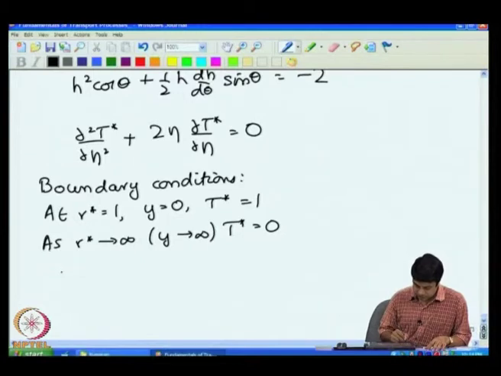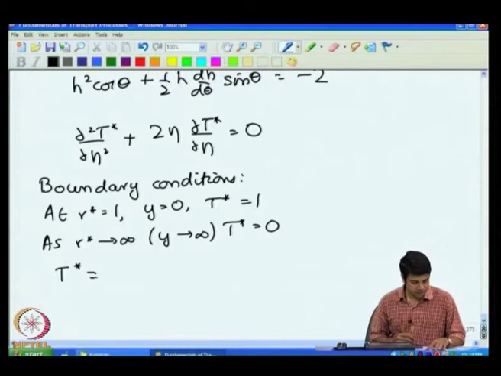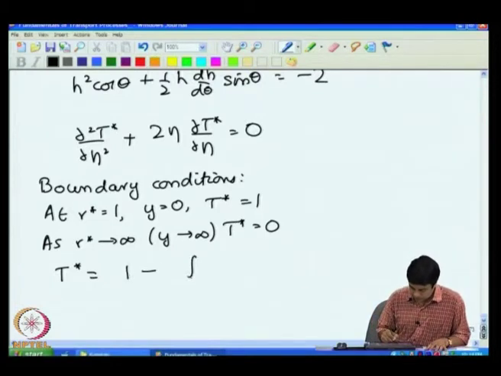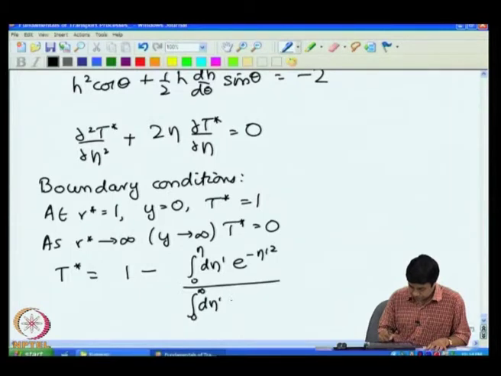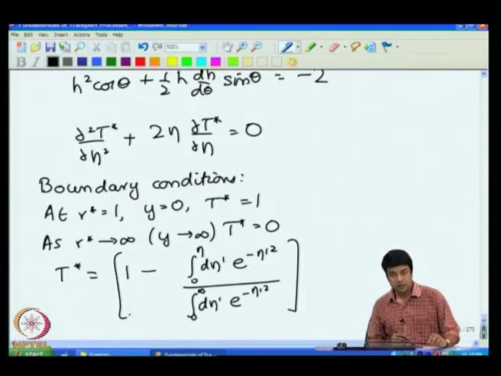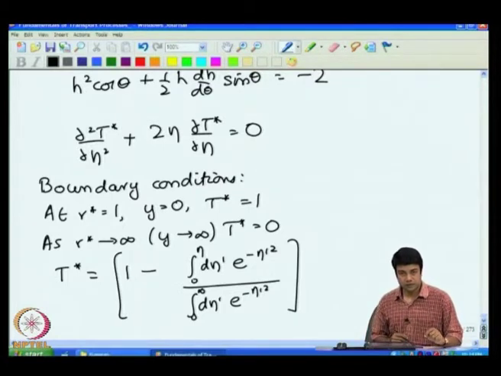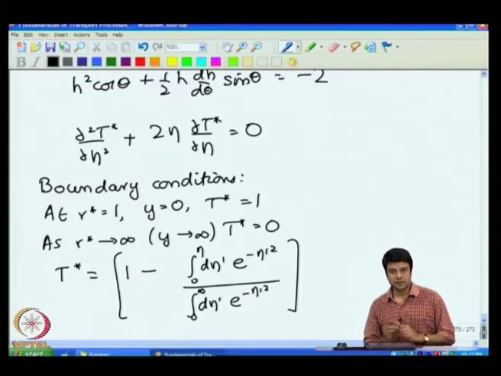In the solution for this equation that satisfies these boundary conditions, you can verify that for yourself. It turns out that this is equal to 1 minus integral 0 to eta d eta prime e power minus eta prime square divided by integral 0 to infinity. Note that this is different from the solution for the flow past a solid surface. In that case, we had e power minus eta cubed. In this case, we have e power minus eta square.